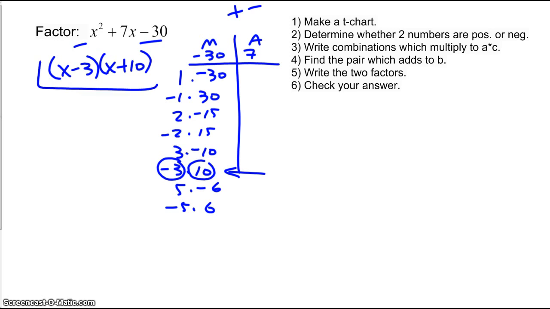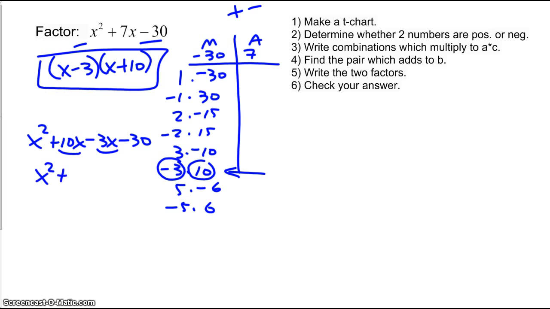Okay? We could double check that. That would be x squared, let's see, plus 10x minus 3x minus 30. And then x squared plus 7x minus 30. And that one does work.